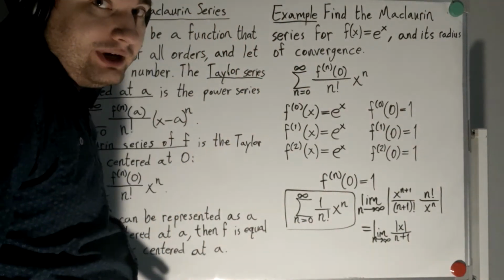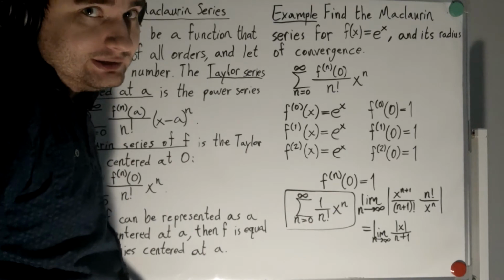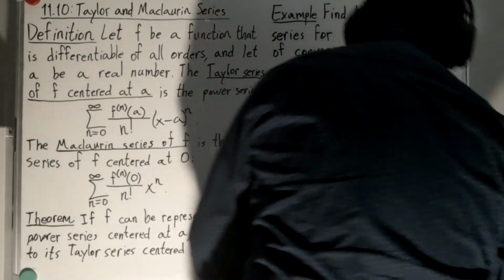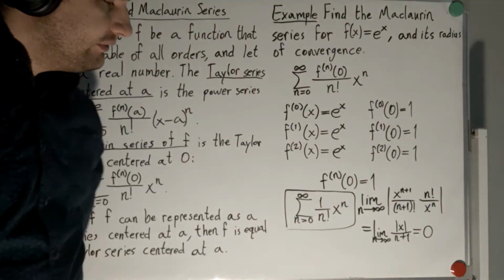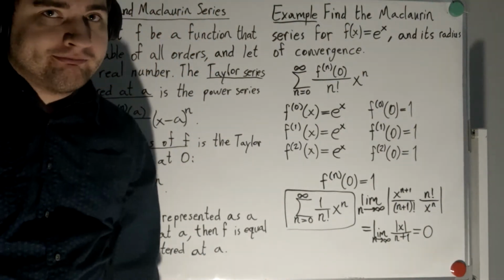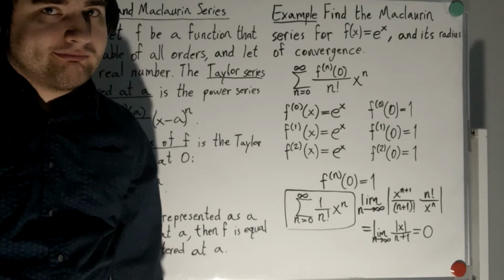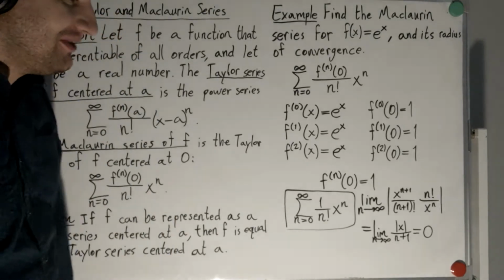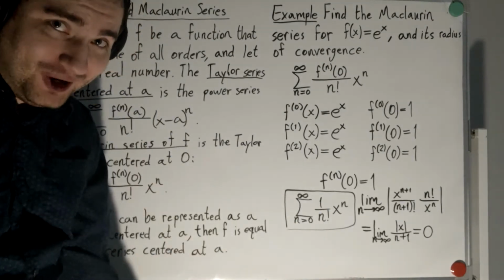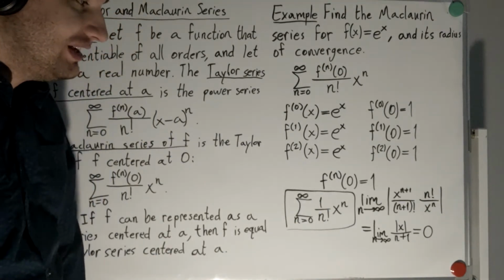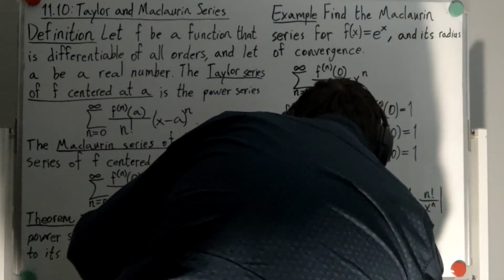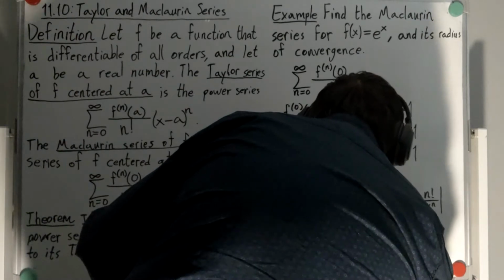So now as n approaches infinity, no matter what x is, that's going to be 0. Okay, so for what values of x is that less than 1? All of them, right? All real values of x would make this limit less than 1. So the ratio test guarantees us absolute convergence everywhere. And that means that the radius of convergence is what we call infinity.